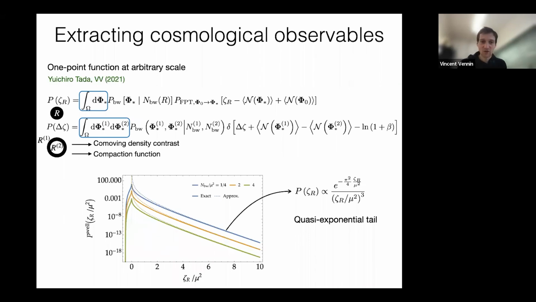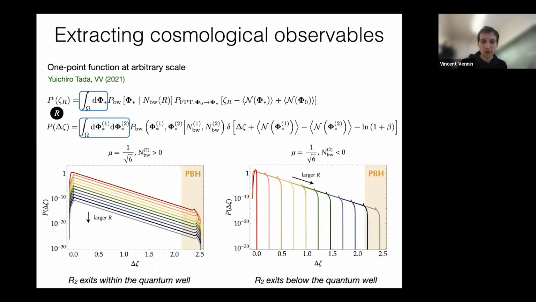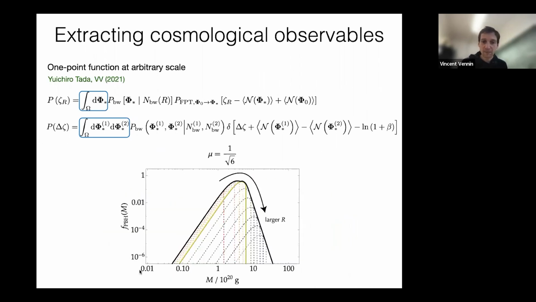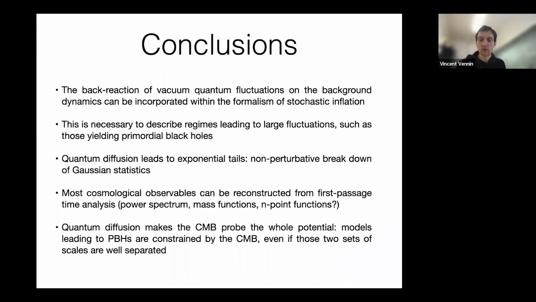I just flash formulas that I don't explain, but essentially there are techniques that you can design to reconstruct objects which are relevant for primordial black holes, so the density contrast and the compaction function. And then we were able to derive mass distributions of primordial black holes. And of course, we find that the result is imprinted by quantum diffusion at many places, and doing a classical calculation, you would get something which is completely different from that, which again illustrates the need to take quantum diffusion into account.